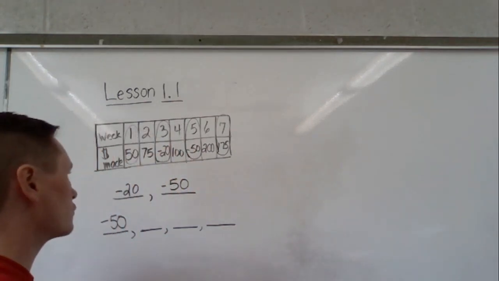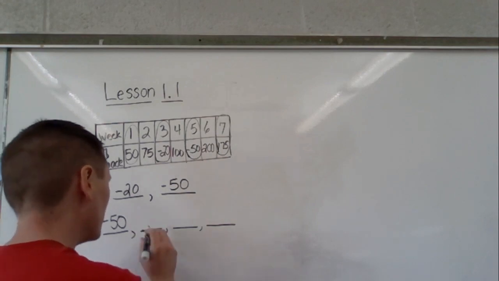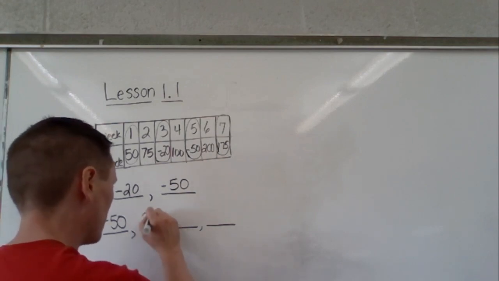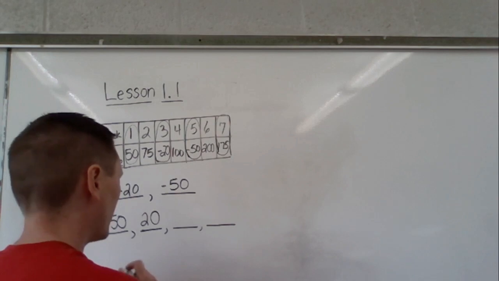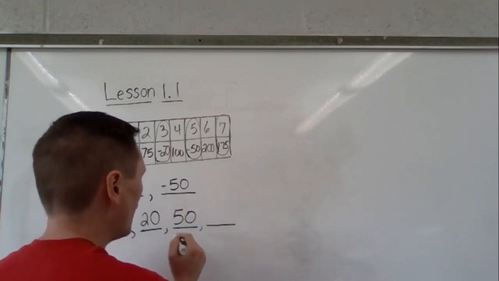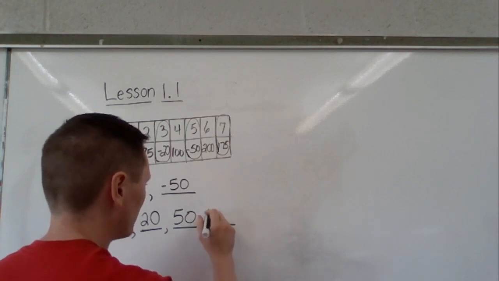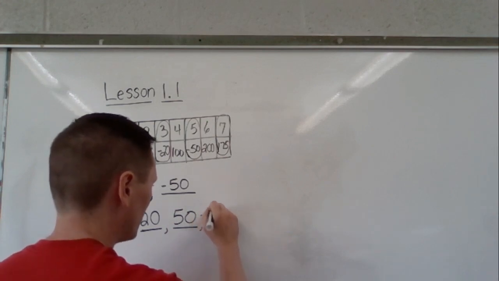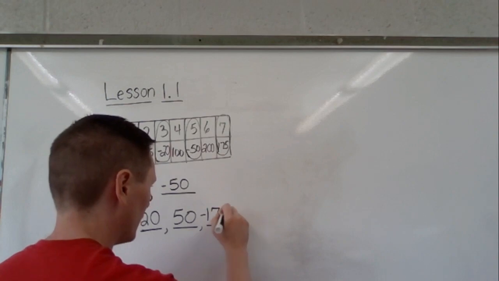Next number, negative 20. So the opposite of negative 20 is 20. Negative 50. The opposite of negative 50 is 50. And then the opposite of 175 is negative 175.